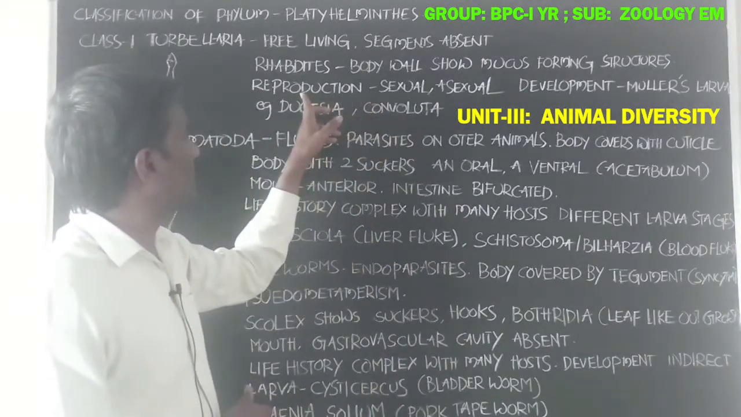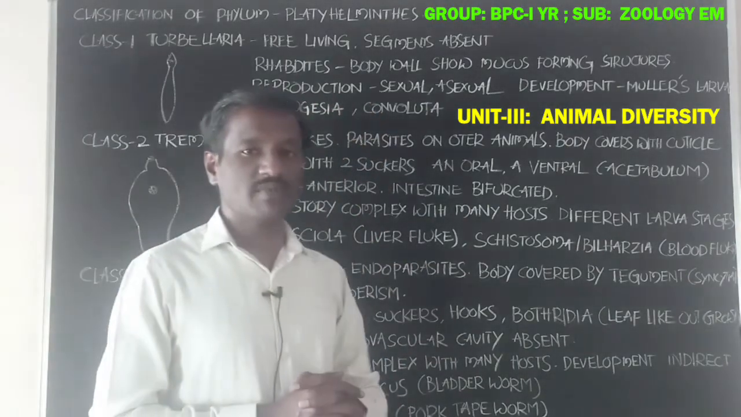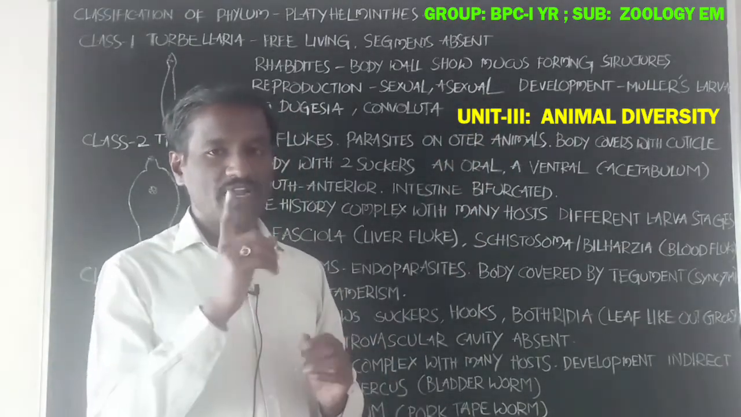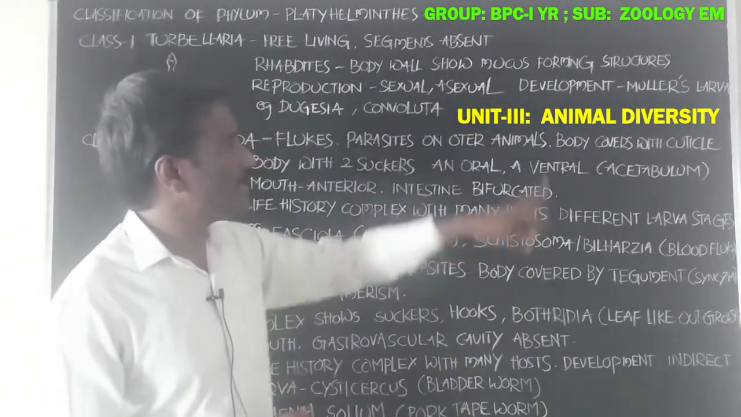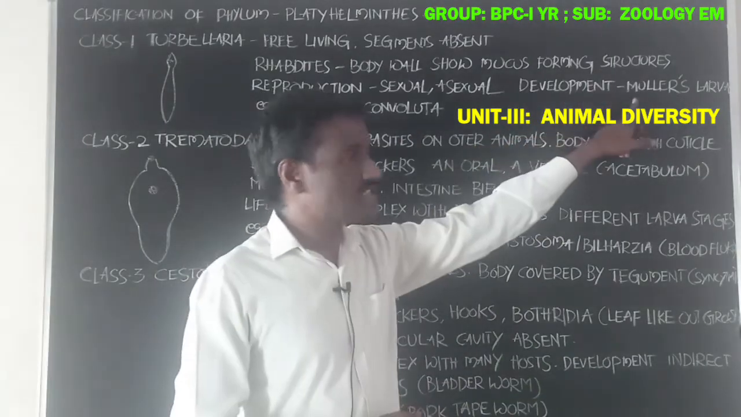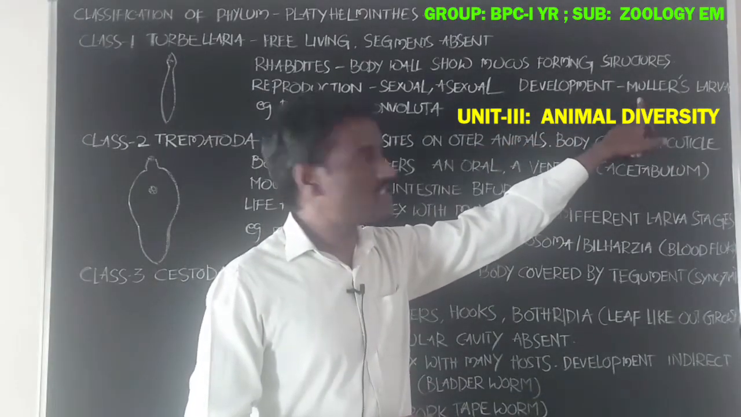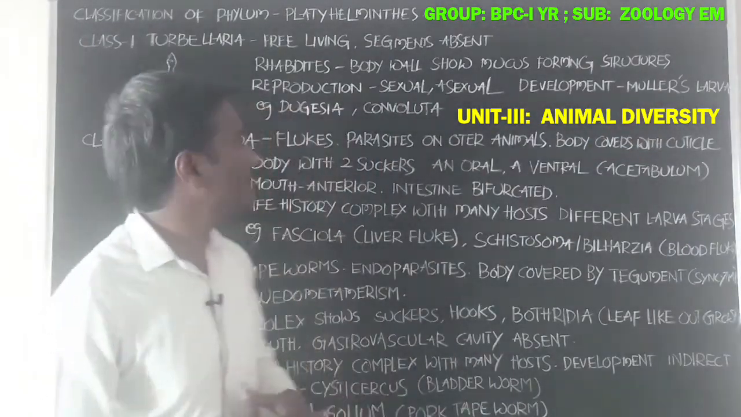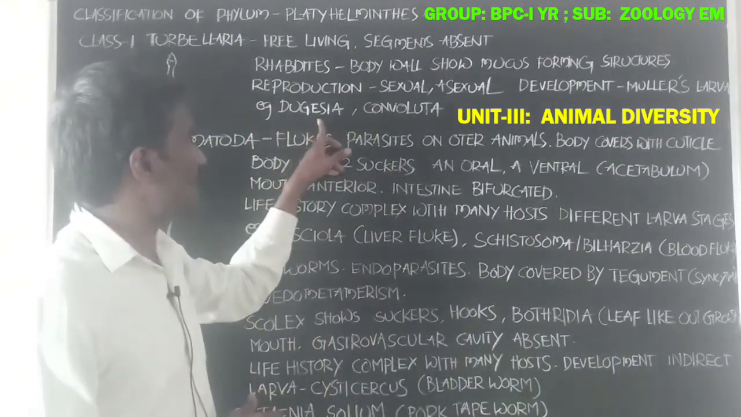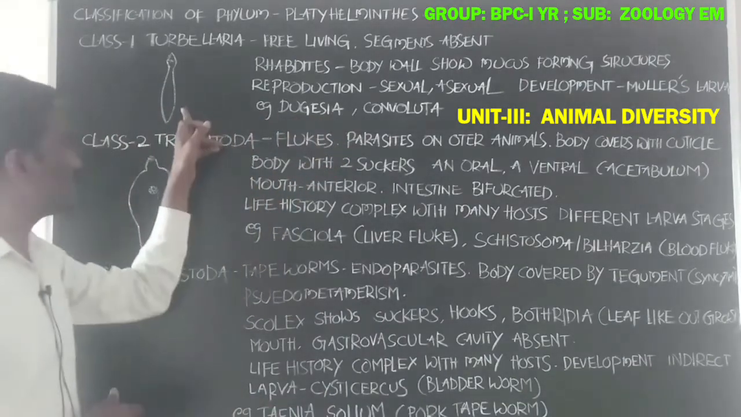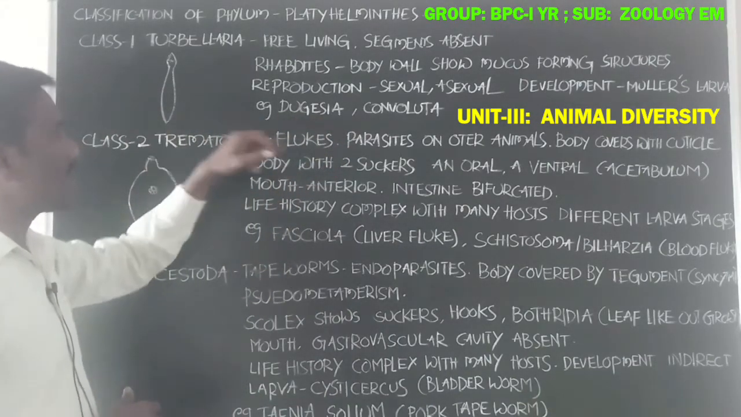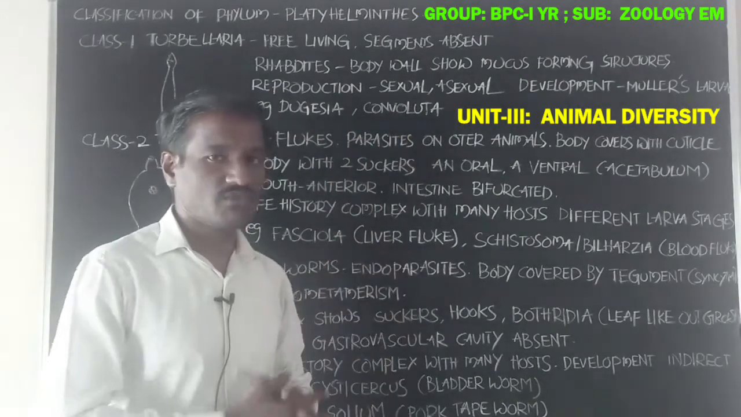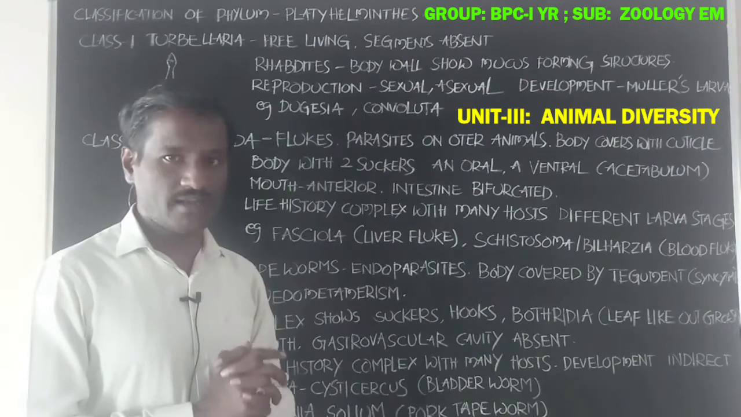Next, students, reproduction takes place by sexual and asexual methods. Development is indirect, with a larval stage, that is Müller's larva. Dugesia and Convoluta are examples for class Turbellaria.